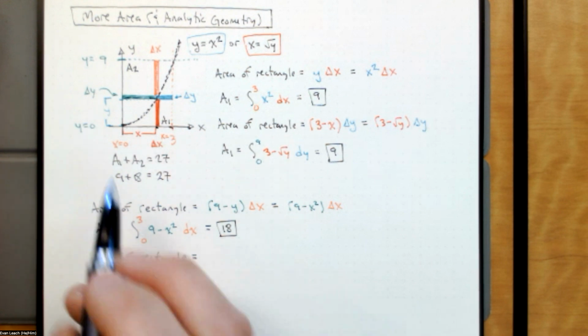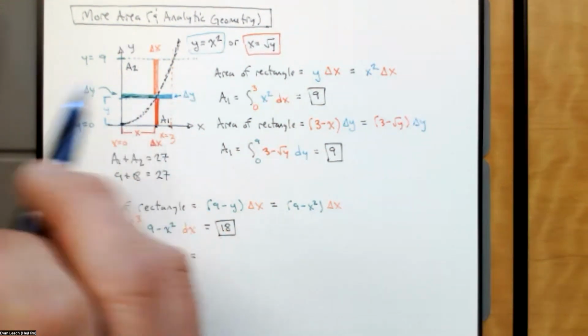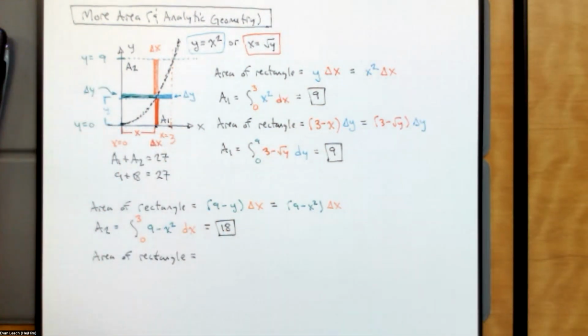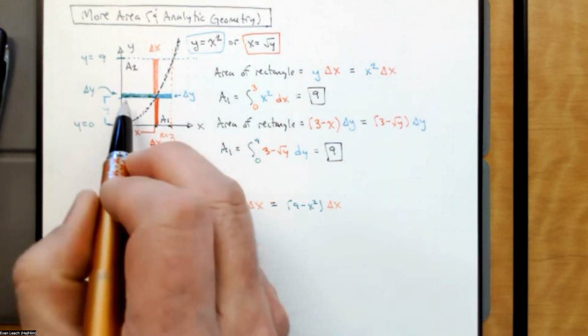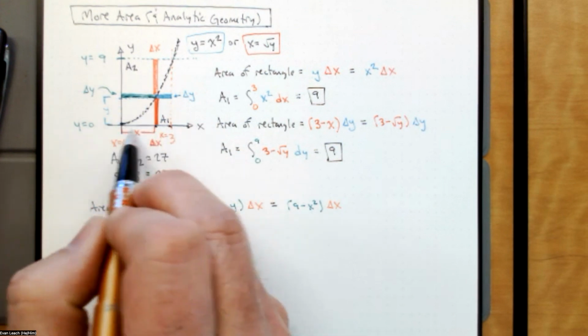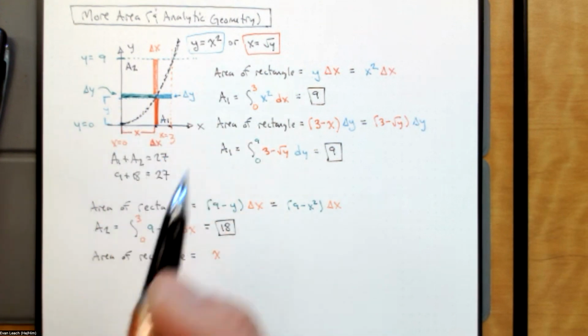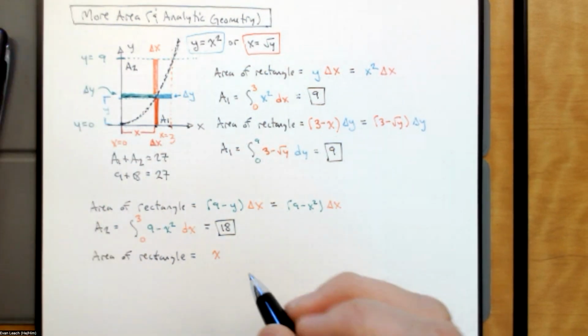So in this case, my height is going to be delta y, and my width is going to be exactly equal to x. So I don't have to do any extra work. I can just say the width is x, because I want the distance from the y-axis out to the function. That's a horizontal distance from the origin. That's x. And then my delta variable here is delta y.